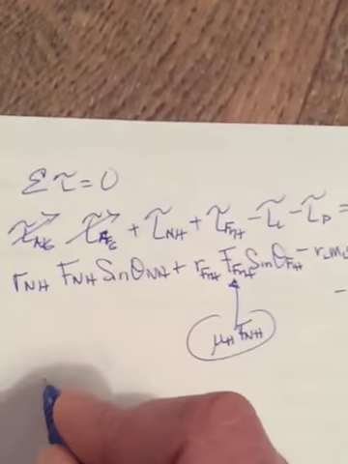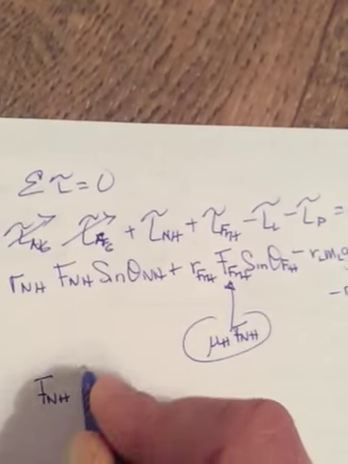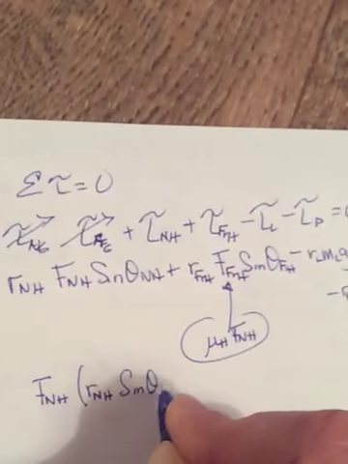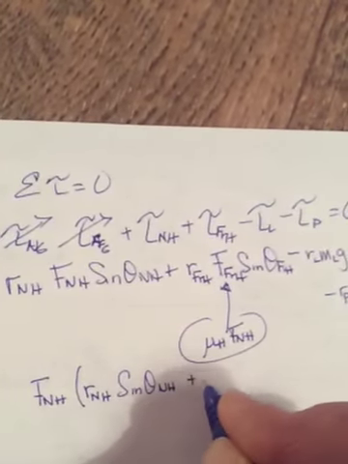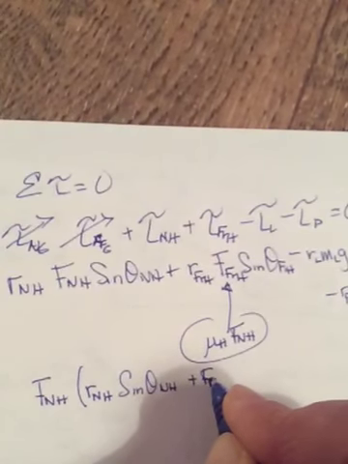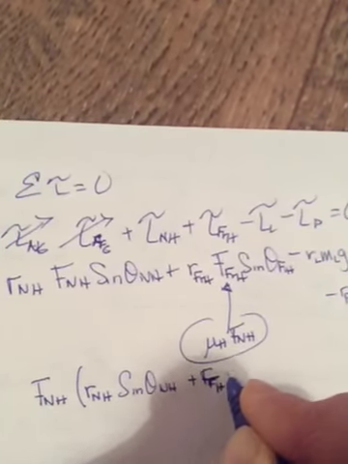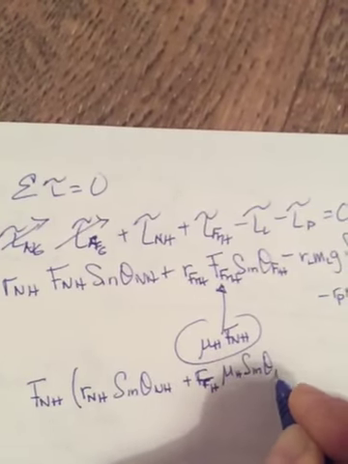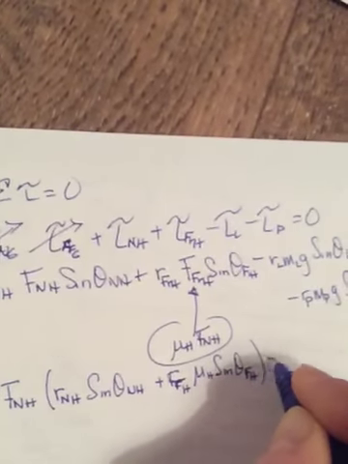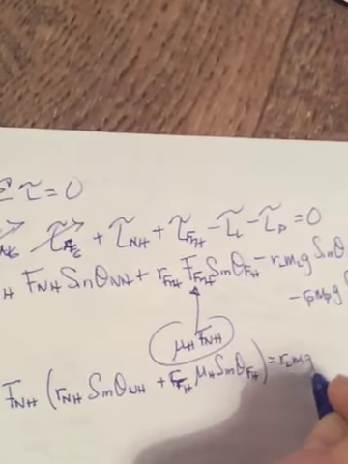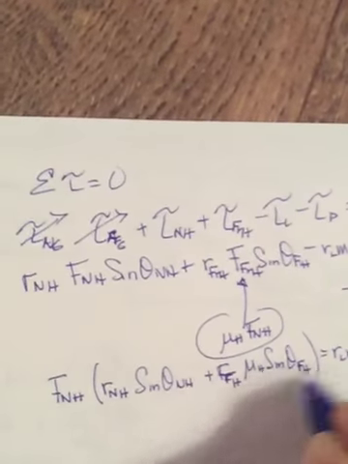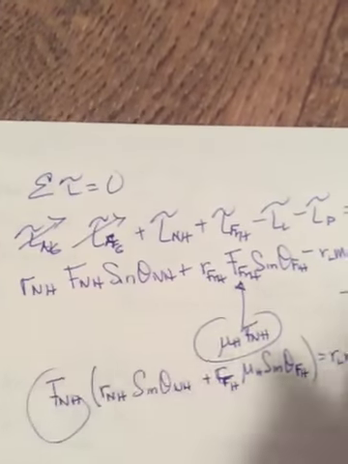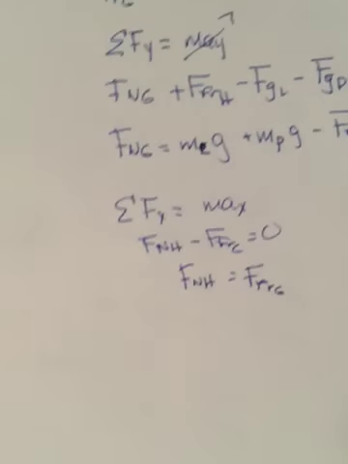Okay, so you're going to pull this normal of the house out, and so it'll be R normal of the house, sine theta normal of the house, plus R friction of the house, mu of the house, sine theta friction of the house, and all these guys, the R of the ladder, M of the ladder, g, sine theta, etc. Divide by this stuff, you know all of it, you know the R's, get the F normal of the house, and then go back to your forces.